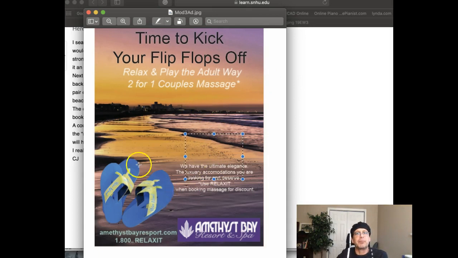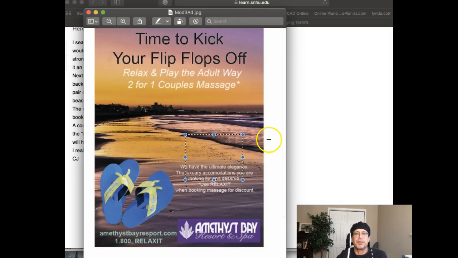what I would do is reduce the size of the flip-flops. I think the flip-flops are garnering too much attention. They're wanting too much attention. I think that we should reduce the size of those so that the hierarchy lies on headline, subhead, then down the line till we get to the flip-flops, then we get to the body copy. Okay, so those are my recommendations.